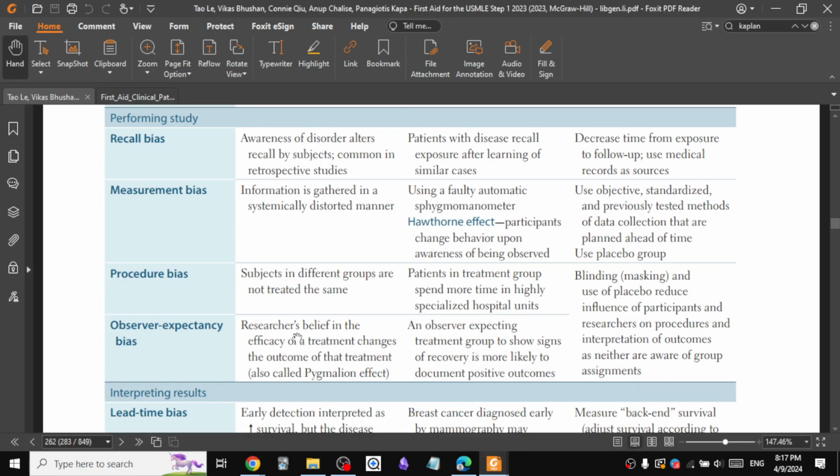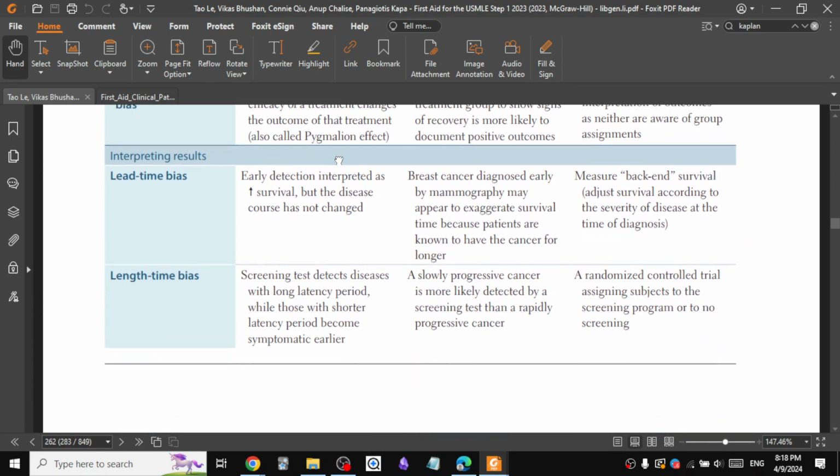And what does it say? The researcher's belief in the efficacy of the treatment leads to this, and it's also called the Pygmalion effect. What you need to do is dissociate. Blind the study conductor and the participants, and use anonymity to make sure you're not involving yourself in these studies more than you need to. Then you can decrease this bias. For Hawthorne, use standardized methods, exact methodologies. Use the placebo group when needed.